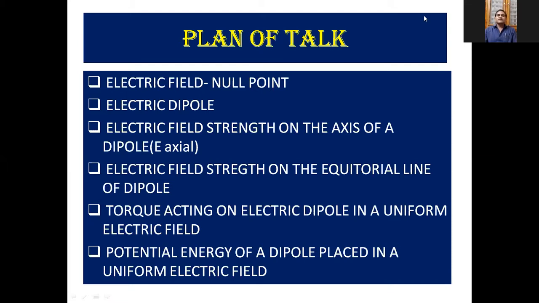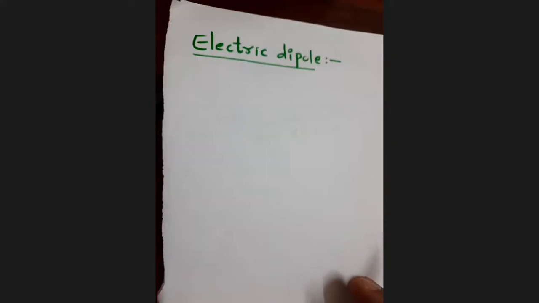Then we will discuss the electric dipole concept. Then after, electric field strength on the axis of a dipole. Later on, electric field strength on the equatorial line of a dipole we can calculate. Then after, torque acting on an electric dipole when it is placed in the uniform electric field. Lastly, we'll see the potential energy of the dipole when it is placed in the uniform electric field. Let us discuss one by one.